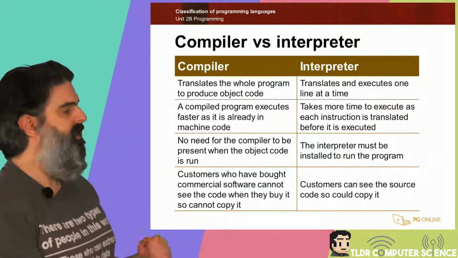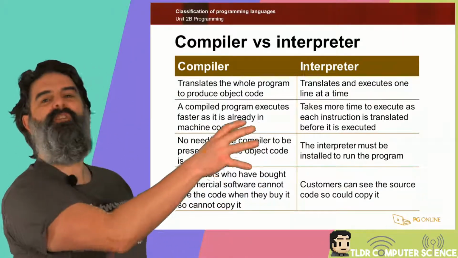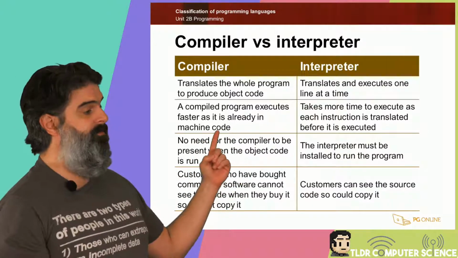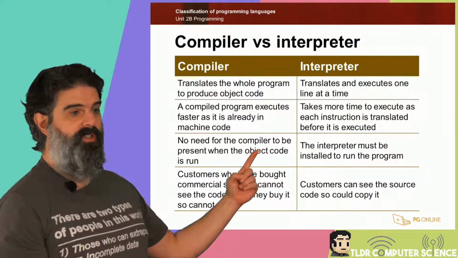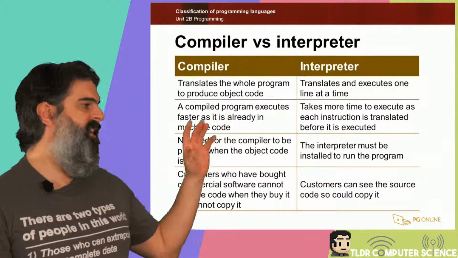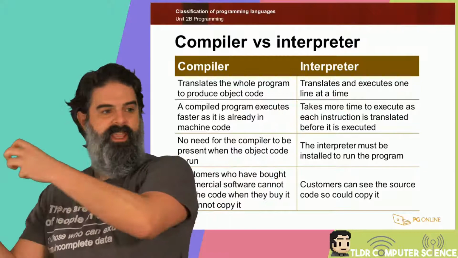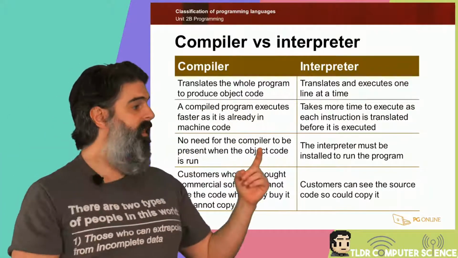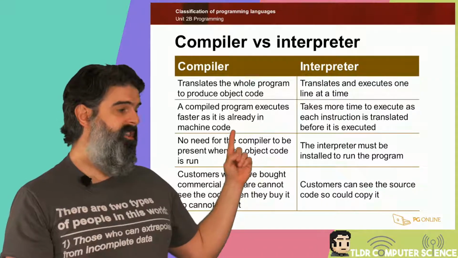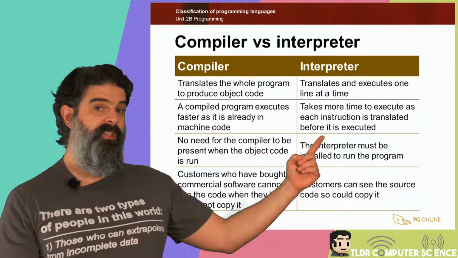Let's go over it quickly. Compiler translates the whole program to produce an object code. That's machine code, the ones and the zeros. A compiled code executes faster, yes, because it's all turned it into machine code. It can just run it as it's going along. An interpreter, let's go through two at a time. So compiler all at the same time, interpreter translates and executes as it's going along. Compiler, because it's already turned into ones and zeros, it's ready to run straight away, so it's much faster. An interpreted language, it takes more time because it needs to run every single time.